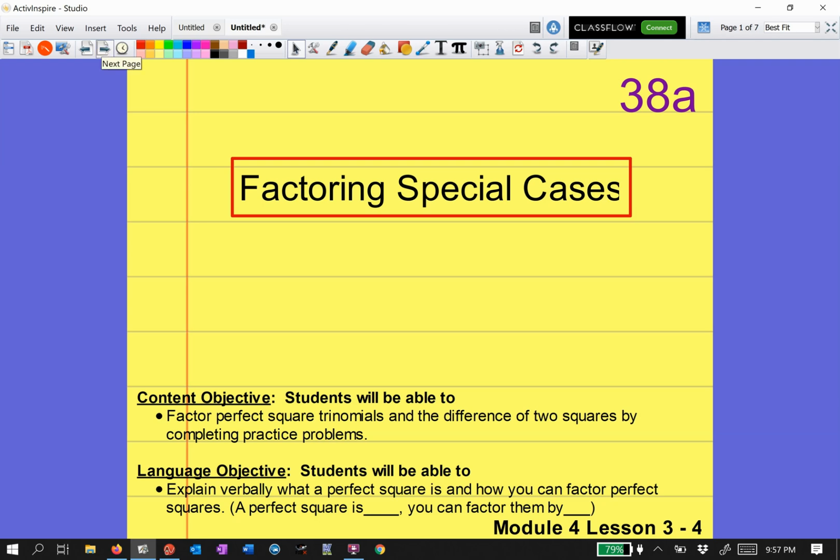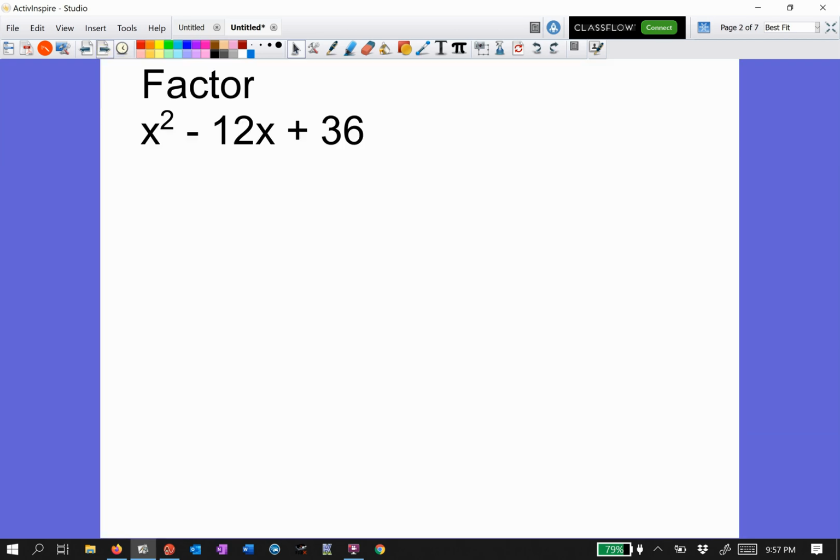Students will be able to factor perfect square trinomials and the difference of two perfect squares. We'll be talking about it in just 2 seconds. It's not too bad. But we're going to start off with this question. You guys should know how to do this. It's very familiar.